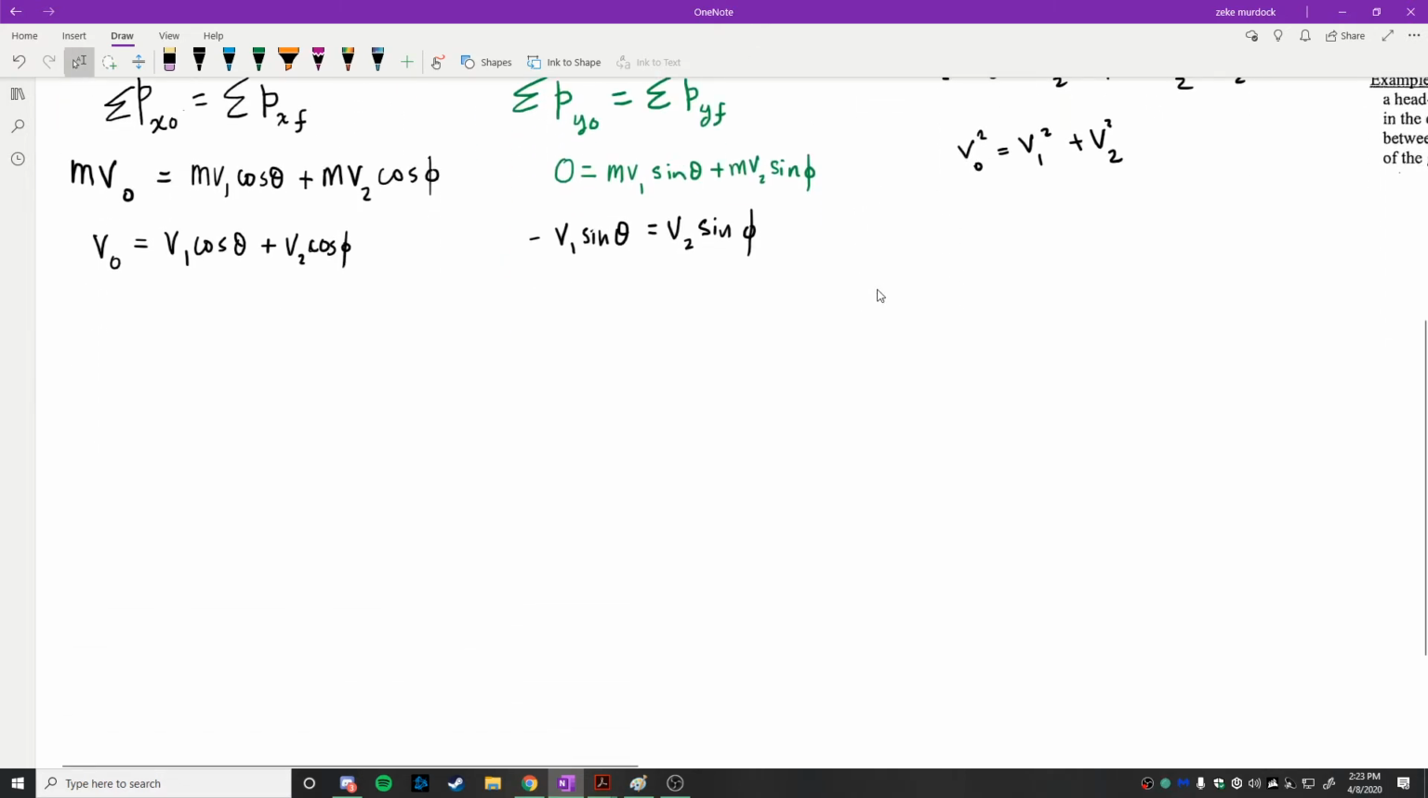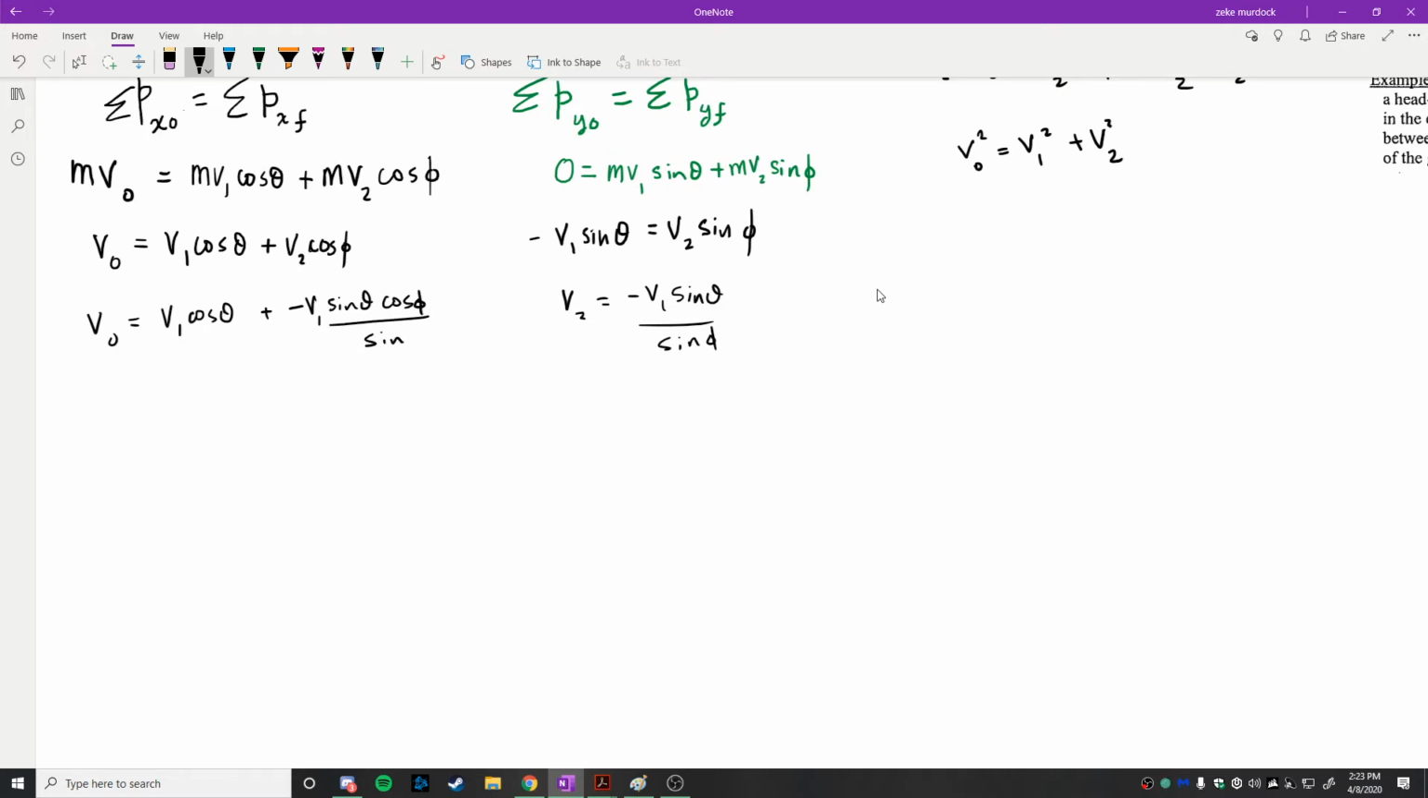So this equation tells us... I'm doing this fast because I'm going to tell you right now we're going to have to try another method. Maybe it'll work, I don't know. So v2 is equal to what? Negative v1 sine theta divided by sine phi, and we take that and put it over here. So v naught is equal to v1 cos theta plus v2, which would be negative v1 sine theta, and then cos phi divided by sine phi.